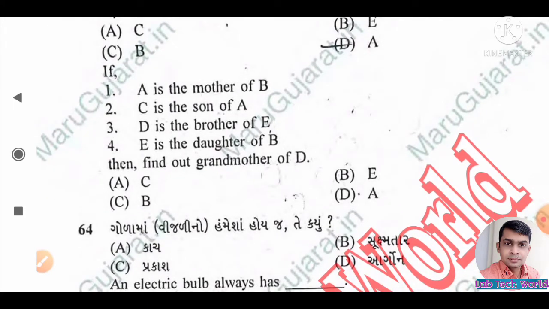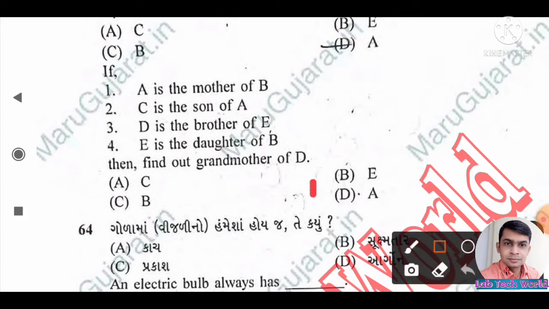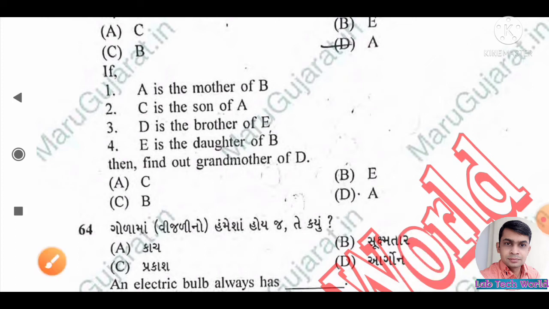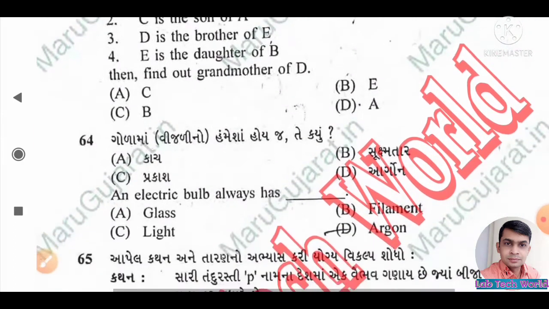If A is the mother of B, C is the son of A, D is the brother of E, E is the daughter of B, then find the grandmother of D. Options: A, C; B, E; C, B; and D, A. You can solve this question yourself, and the correct answer is A is the grandmother of D. So option D is the correct answer for this question.